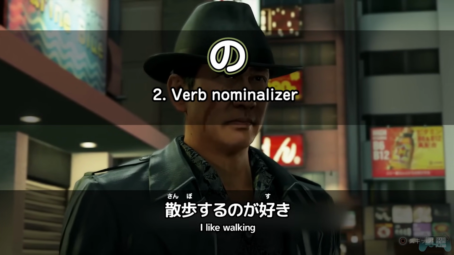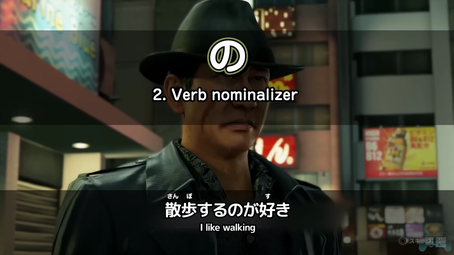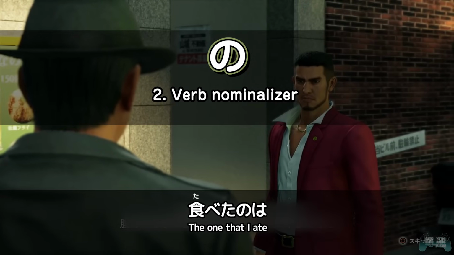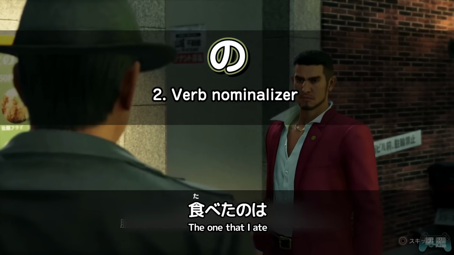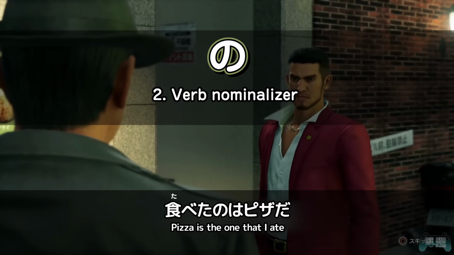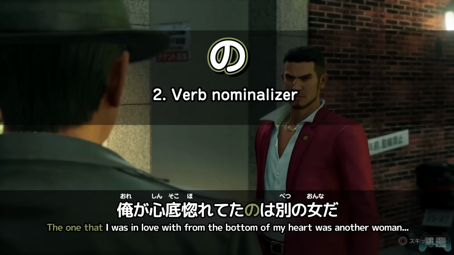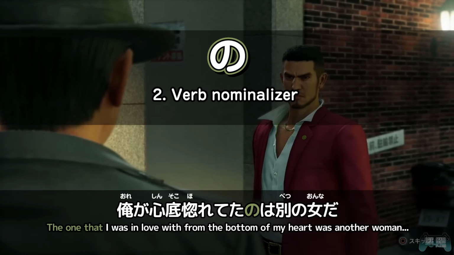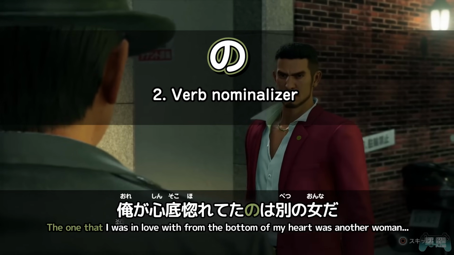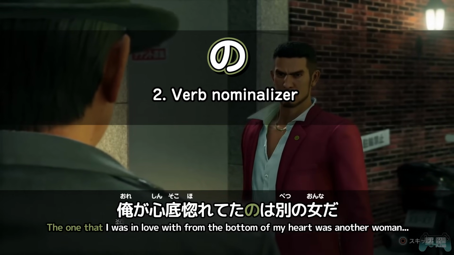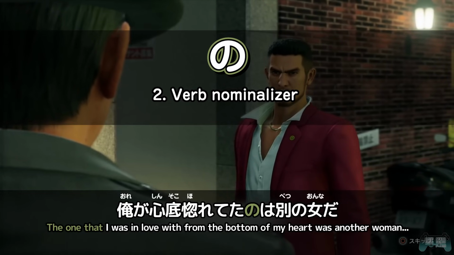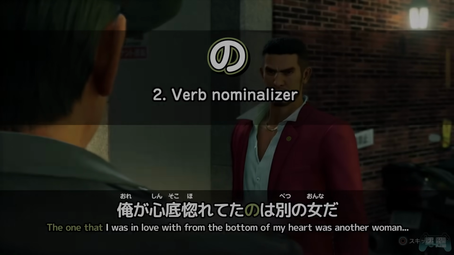It can also be used to express the thing or one that is the target of the verb. For example, tabeta no wa, the one that I ate, the thing that I ate, pizza da, is pizza. Or like here in Yakuza 7, shinsoko horeteta no wa betsu no onna da. The one that I was in love with from the bottom of my heart was a different woman. So we have this horeteta no wa, the one that I loved. Betsu no onna da, it was a different woman.